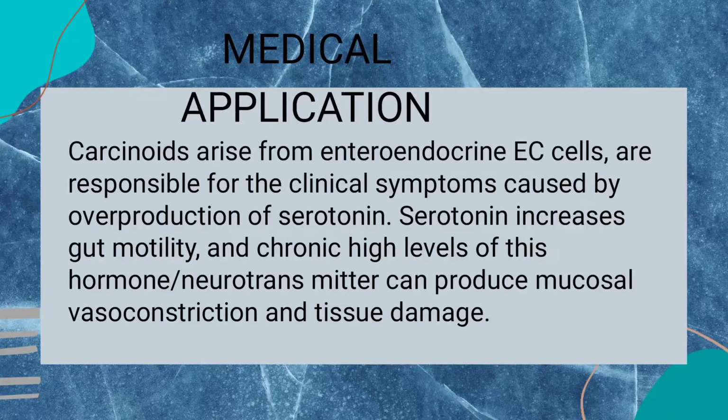So we have here the medical application about the heteroendocrine cells. Tumors called carcinoids, which arise from heteroendocrine EC cells, are responsible for the clinical symptoms caused by overproduction of serotonin. Serotonin increases gut motility, and chronic high levels of this hormone or neurotransmitter can produce mucosal vasoconstriction and tissue damage. So it is really not good to have high serotonin, because when our serotonin rises, it causes damage to our tissues, which results in tumors called carcinoids.